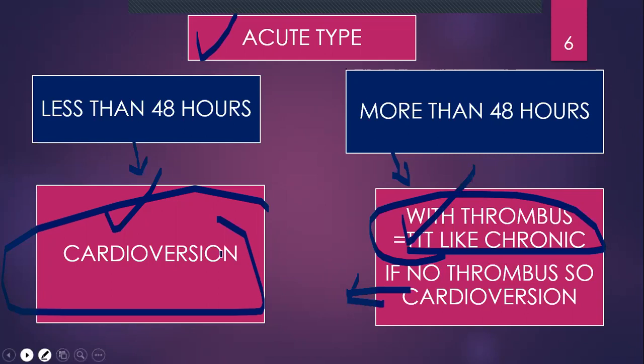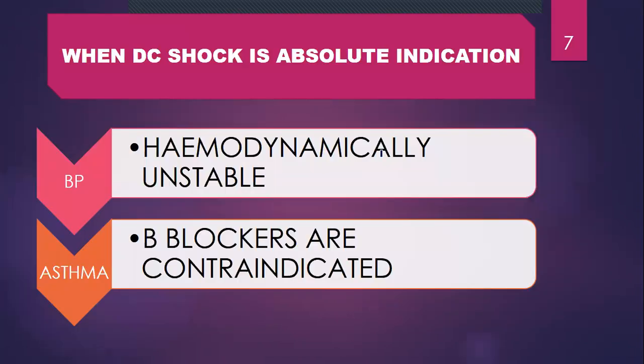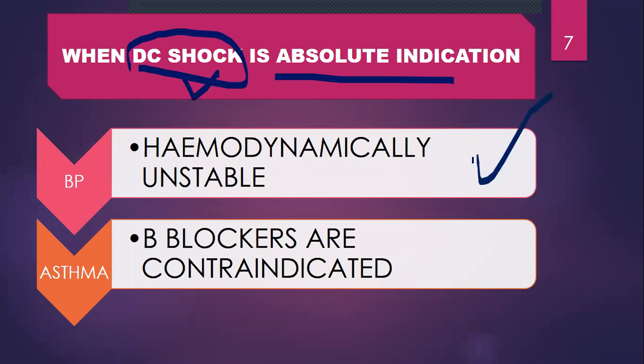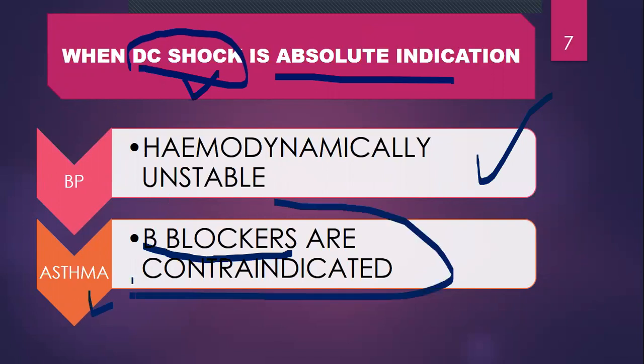The cardioversion, we have two types. You must answer the question like I'm teaching you now. When is the DC shock, the electric cardioversion, an absolute indication? When the patient is hemodynamically unstable, you have no choice. When the patient is asthmatic, the chemical cardioversion depends on beta blockers, so when you give chemical cardioversion, you will kill the patient by status asthmaticus. Here the beta blockers are absolutely contraindicated, so you have only one choice, which is the DC shock. Next.